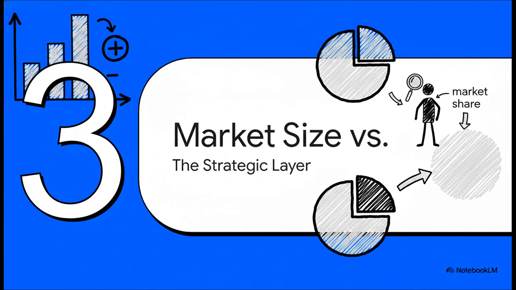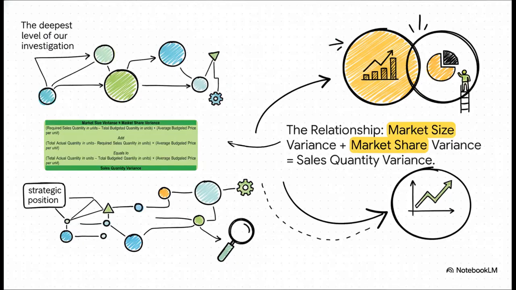And this is where our investigation goes from being purely operational to truly strategic. We can take that sales quantity variance and break it down one last final time. We're about to find out if our poor performance was because the entire market got smaller or if we just plain lost ground to our competitors. And look at that. This slide shows the final, beautiful connection. The sales quantity variance is perfectly explained by adding two things together, the market size variance and the market share variance. This is the deepest level of our investigation. We're moving beyond our own internal numbers and looking at our strategic position in the entire marketplace.